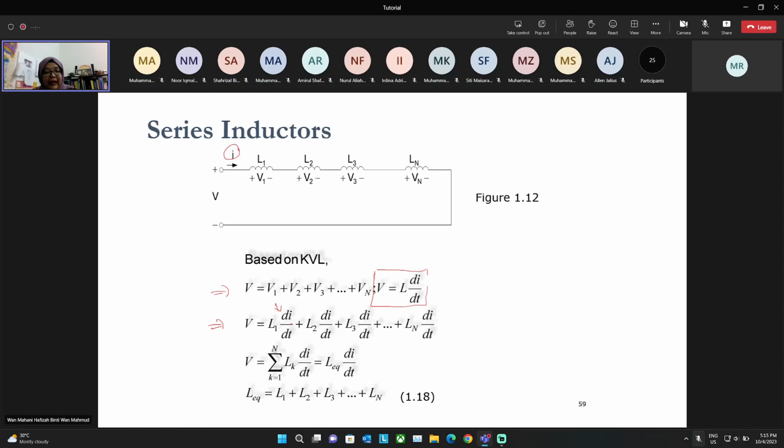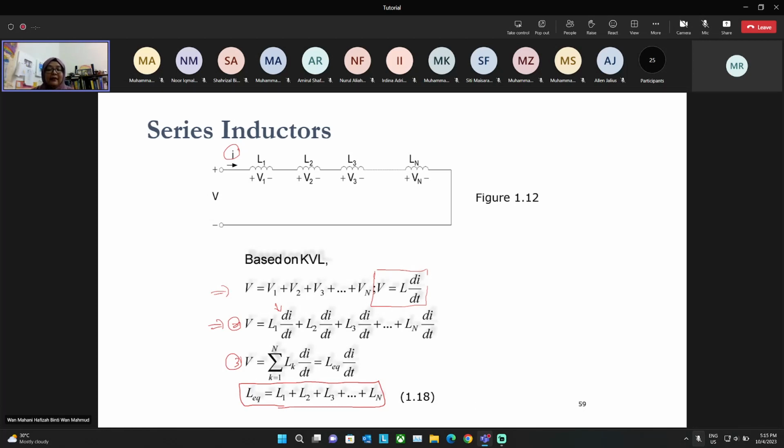Okay, so daripada equation yang pertama ni, kita boleh terbitkan, tulis balik V1 dalam sebutan macam ni. L1 di dt. I dia I yang sama. So you tak perlu label I1, I2, I3. Yang berubah cuma value L. L1, L2, L3 and so on. Okay, so if you compare between the second equation ni with the total equation yang ketiga ni, you can see that L equivalent can be calculated by adding all inductors in series.